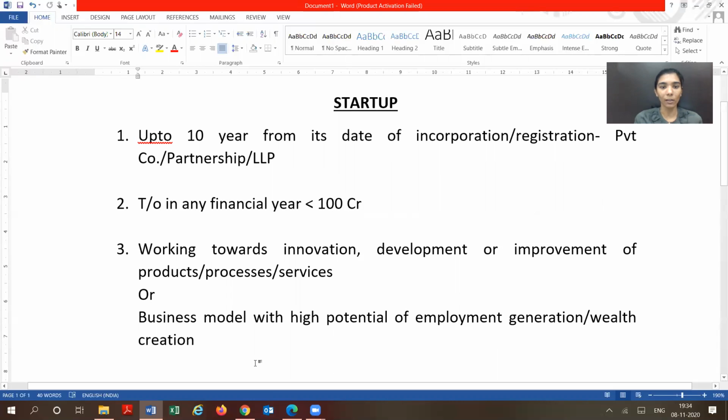If we take each one of these points, firstly, for being qualified under the Startup India initiative of the government of India, your startup should be a private company or a partnership or a LLP, and should not be in existence for more than 10 years. After 10 years, you won't be counted as a startup. Then during these 10 years, your turnover should not have crossed rupees 100 crore in any financial year.